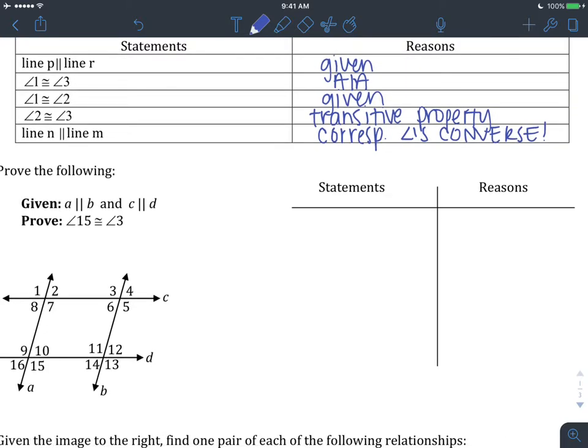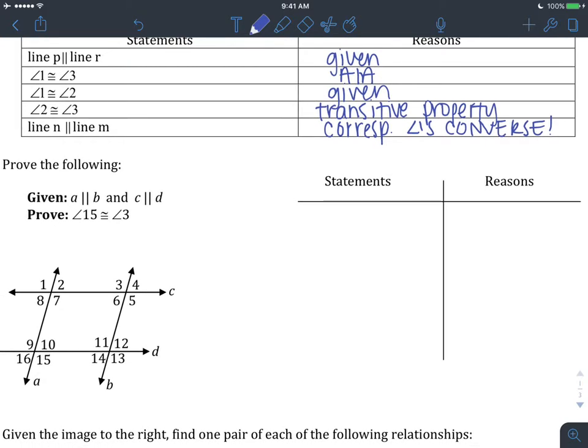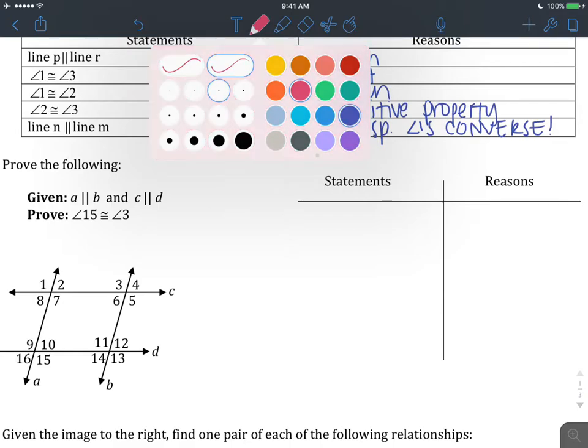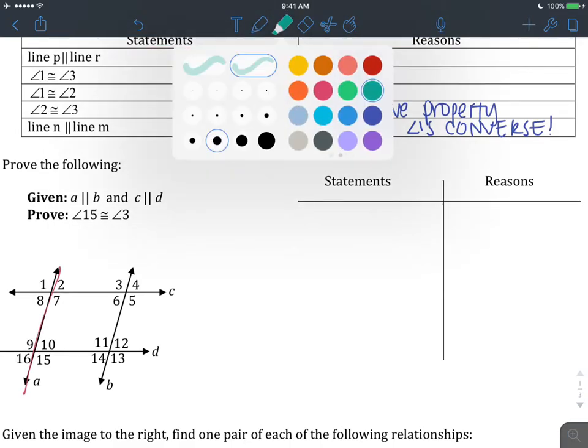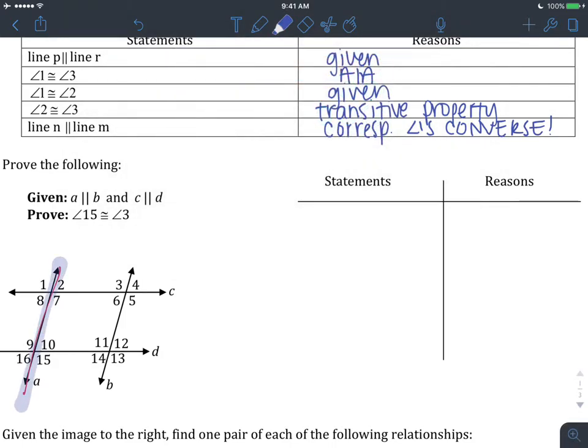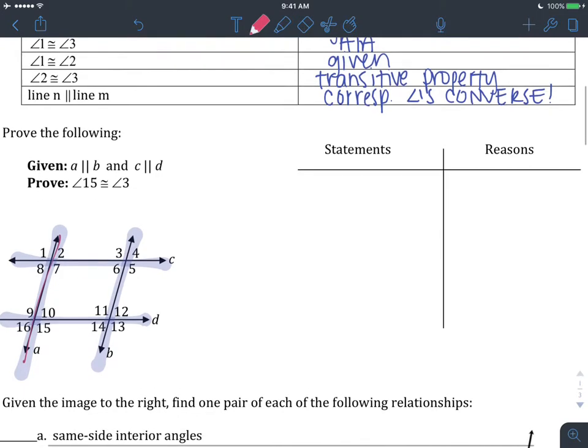All right, down to number 2, it says A and B are parallel and C and D are parallel. Oops. That's not what I wanted. So A and B are parallel. C and D are parallel. So both sets of lines are parallel. So that helps us out a lot. We can prove a lot of things here.